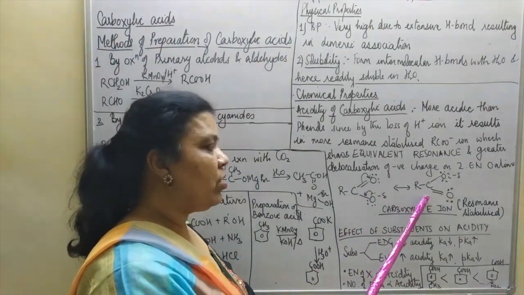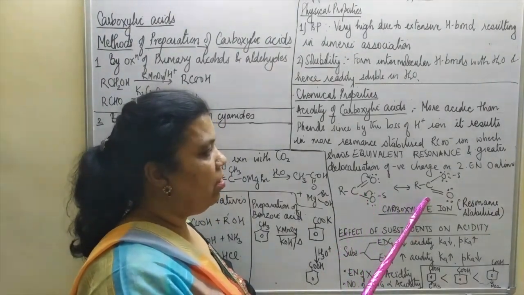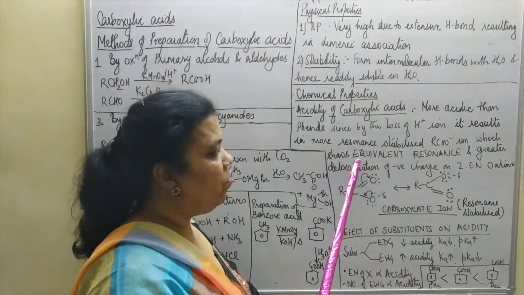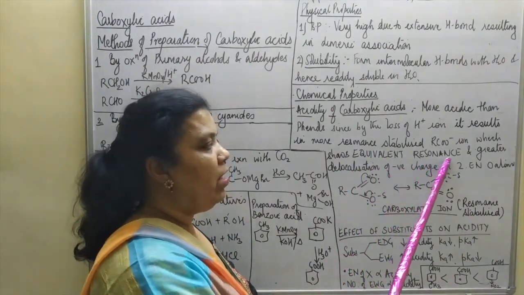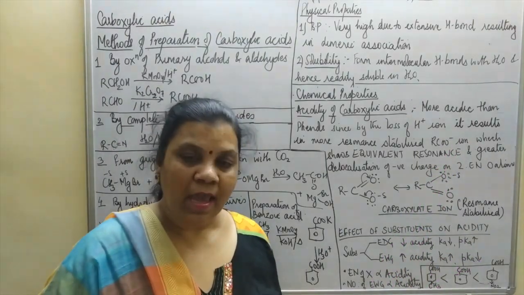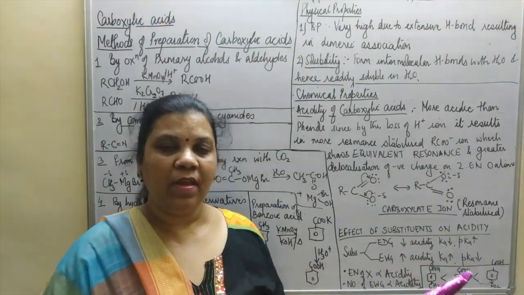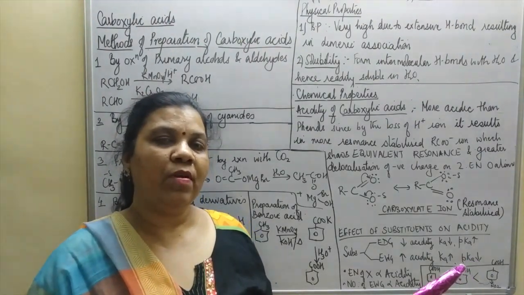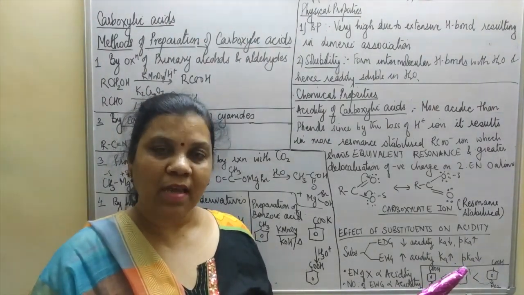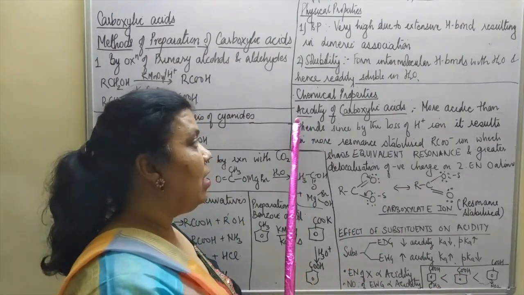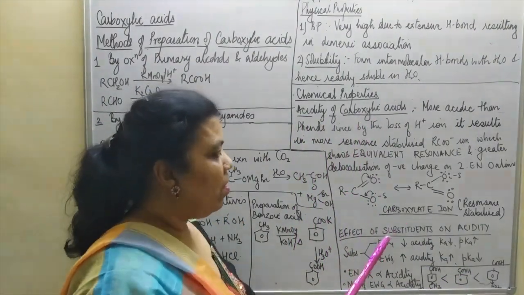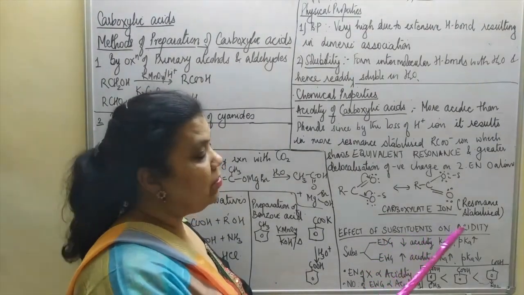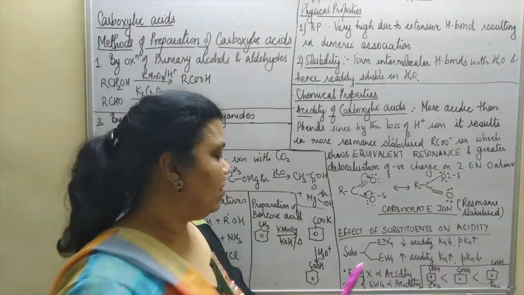So these two structures are just similar to each other. So we say that this carboxylate ion exhibits the phenomenon of equivalent resonance. And hence carboxylic acids very readily lose H plus ion and convert into the more resonance stabilized carboxylate ion. Hence they are highly acidic in nature. Now let us see what is the effect of substituents on the acidity of carboxylic acid.